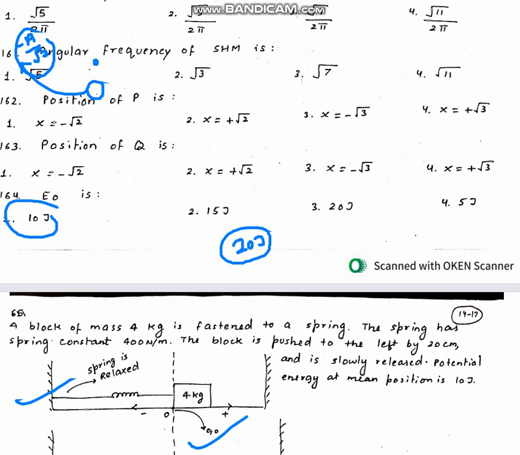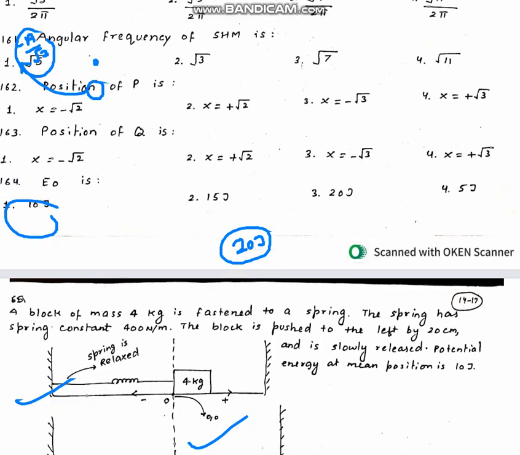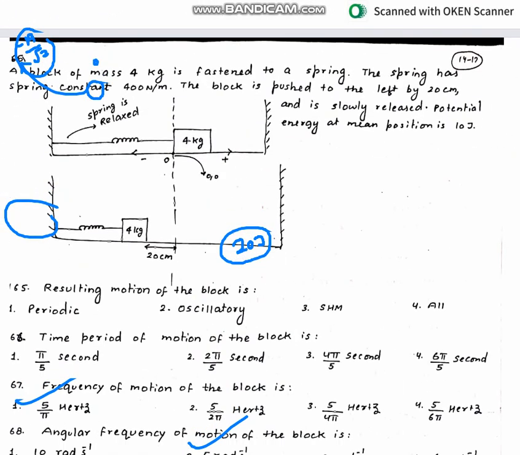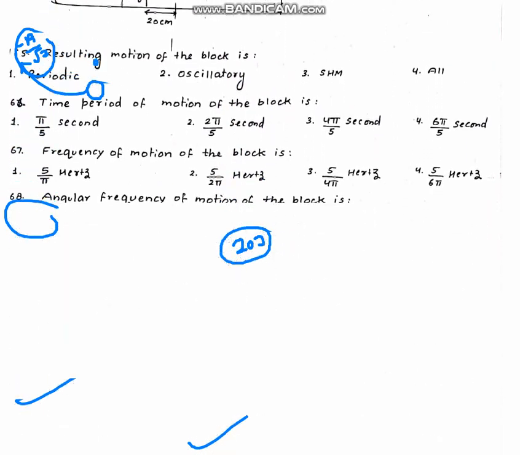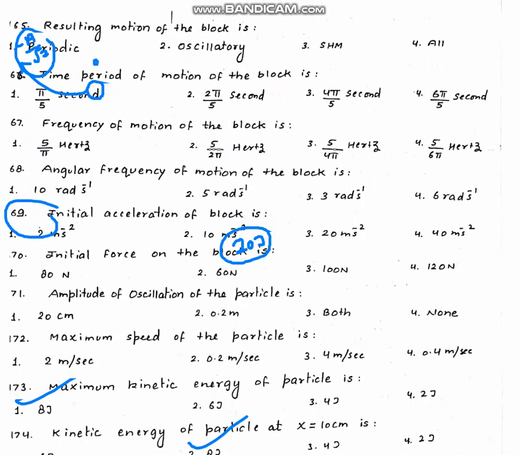Next is a block of mass 4 kg is fastened to a spring. Resulting motion of the block is. So it will be an SHM. So it will be periodic as well as oscillatory and SHM. So all will be correct over here.